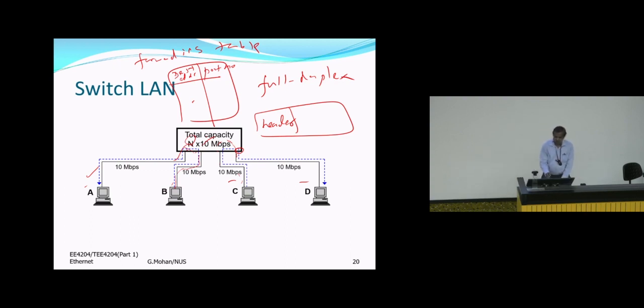So if there are n hosts, the total capacity will be n into 10, assuming that each adapter operates at 10 Mbps. So in this case, in 1 second, it is possible that A can transmit 10 million bits, B can transmit 10 million, C 10 million, D 10 million. So total 40 million. The throughput can be 40 Mbps. This is the total throughput.